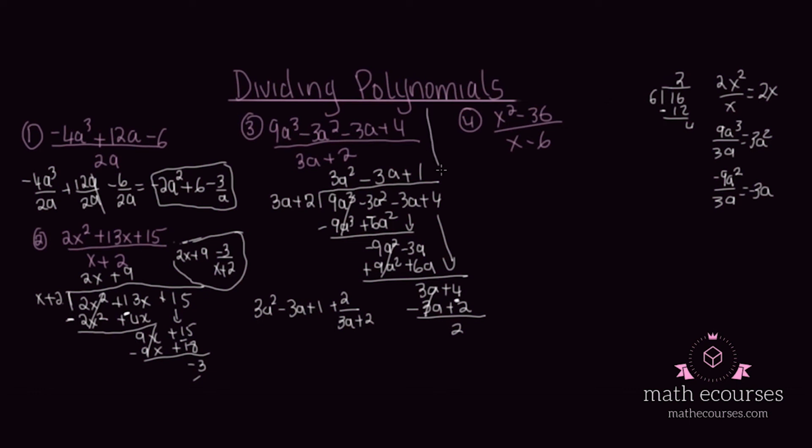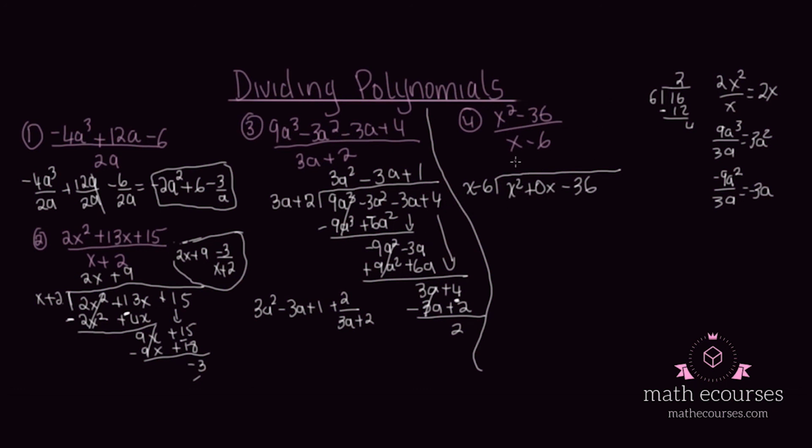Okay, let's do another example. So here I have on the outside, I'm going to put my x minus 6. Check your missing terms. I have x squared. Next should be x. I don't have an x, so I'm going to add 0x as a filler. And then the last term is minus 36. Do not forget about that because you're going to get the answer wrong.